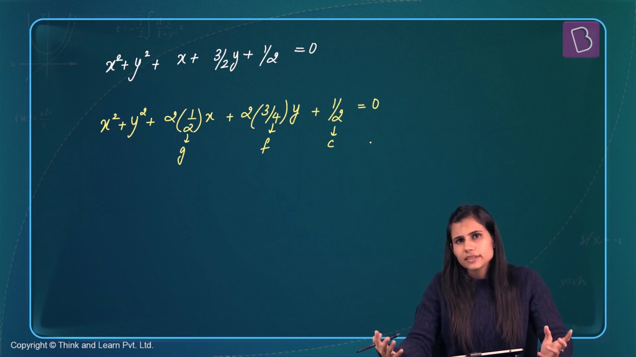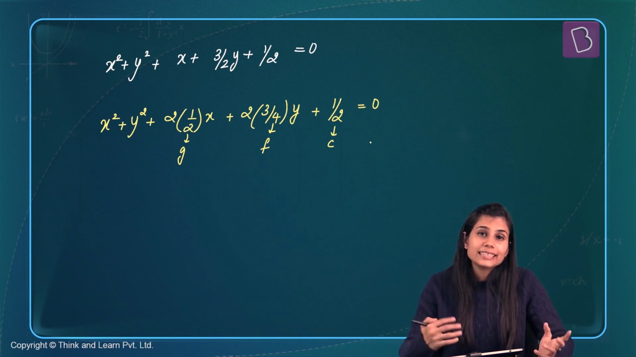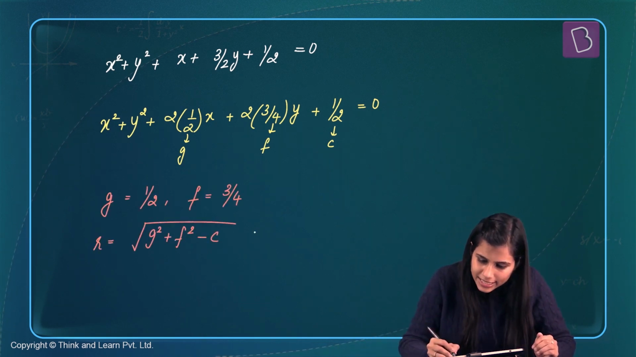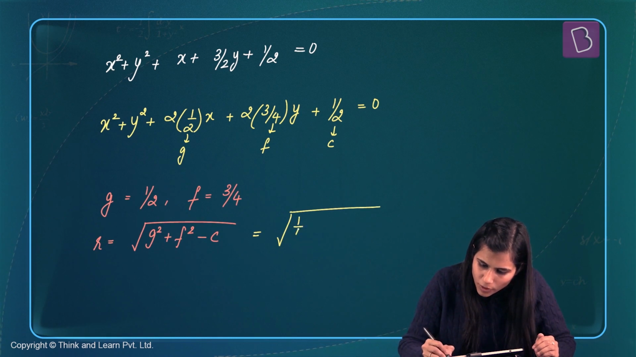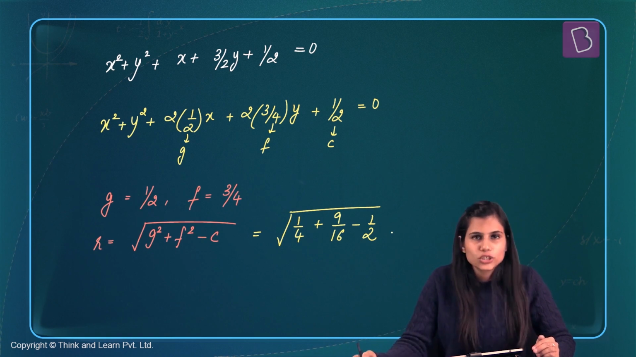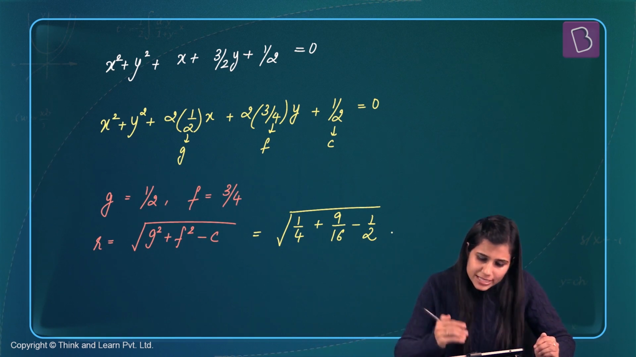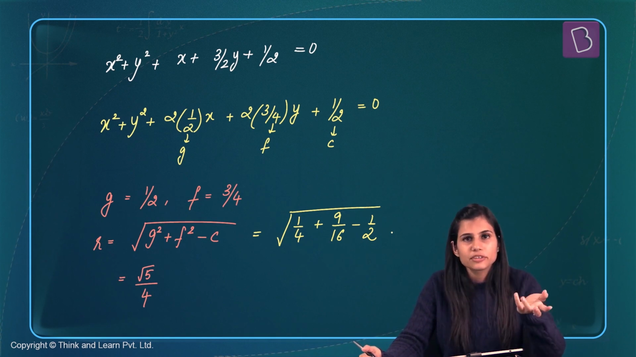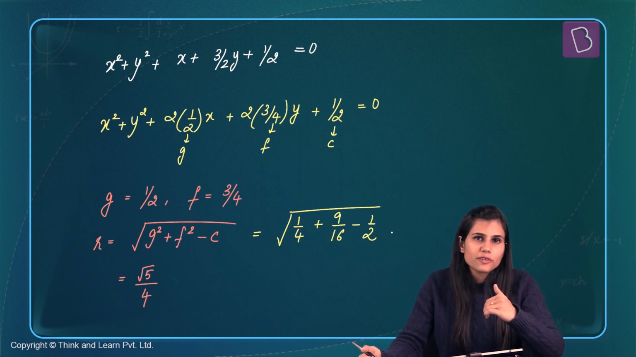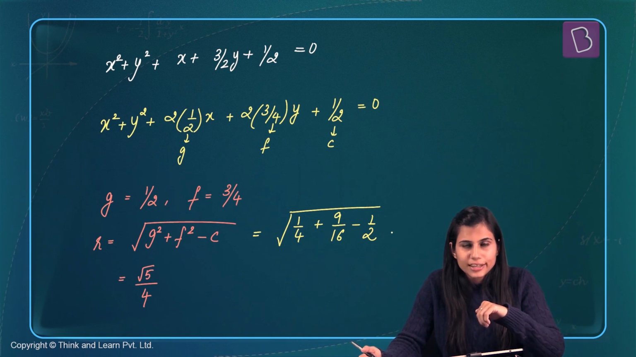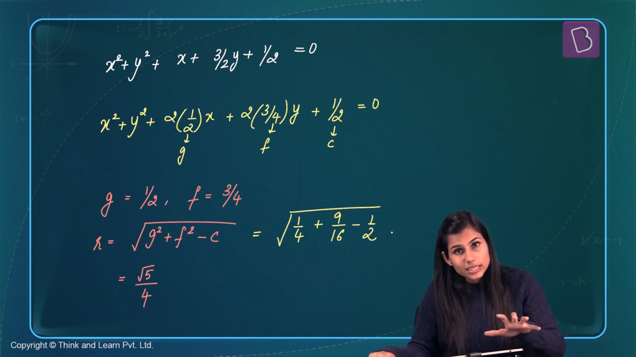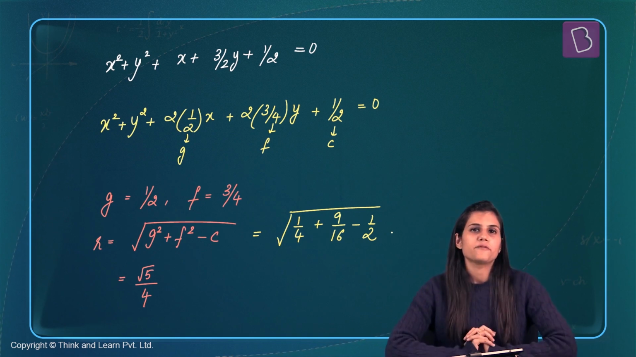I'm not so much interested in the center, I'm interested in the diameter. For that, I need the radius. Radius is nothing but under root of g square plus f square minus c. That means under root of 1 by 4 plus 9 by 16 minus 1 by 2. When you solve this, what you get is root 5 by 4, and that is my radius, and therefore the diameter is going to be twice of root 5 by 4, that's root 5 by 2. Got it? And that's how you tackle this question. The answer is that it's a circle with the diameter root 5 by 2.